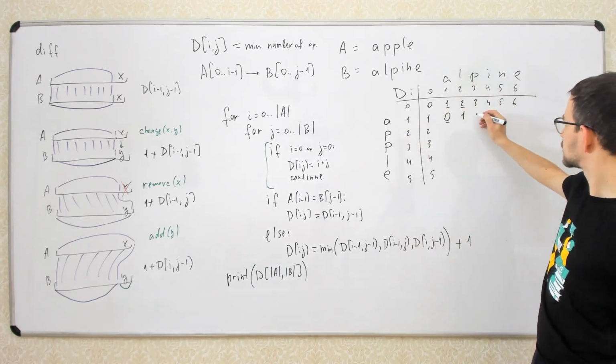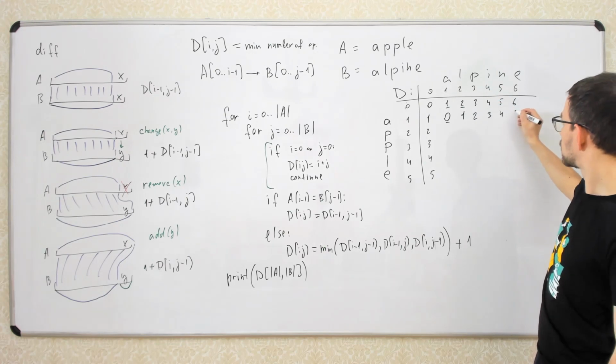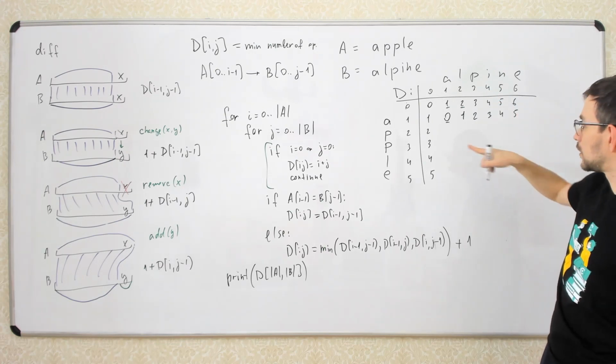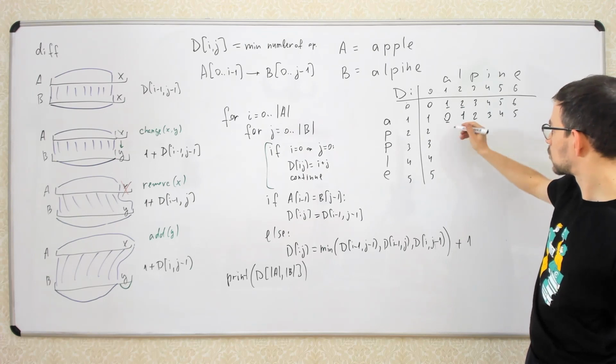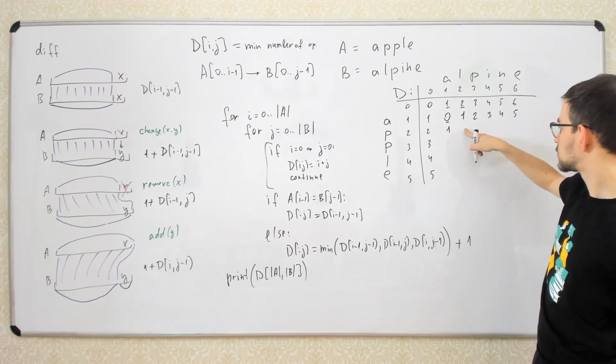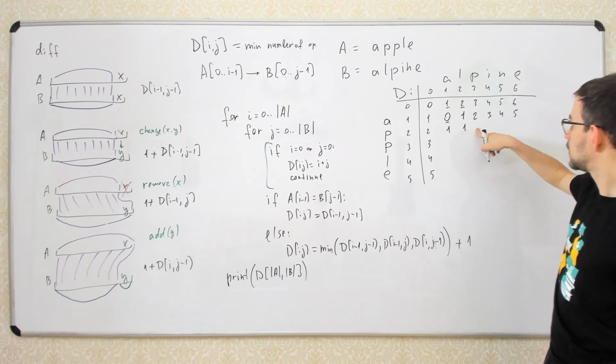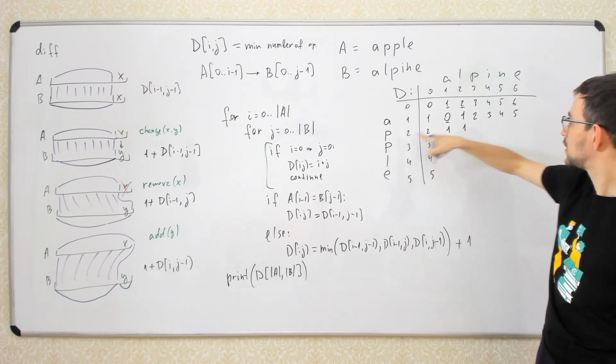Here we have different characters. Here we have 2, 3, 4, 5. Here we have p, it's not equal, so here we have 1. It's not equal here, 1. Here it's equal, so we have character p here and character p.